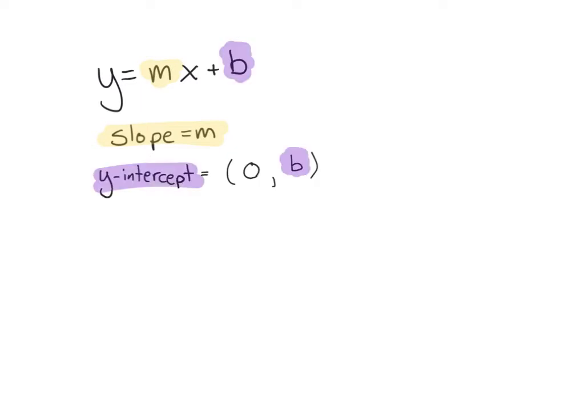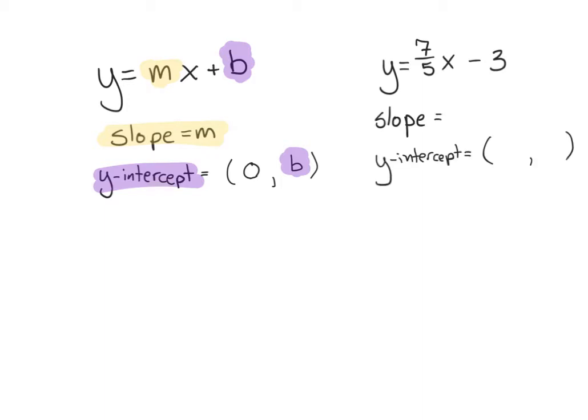First, let's identify slope and y-intercept from an equation. Given the equation y equals mx plus b, m represents the slope and b is the y-intercept. In this equation, y equals 7/5 x minus 3. The slope is 7/5, and the y-intercept is -3. To write that y-intercept as a coordinate, I write it as (0, -3).